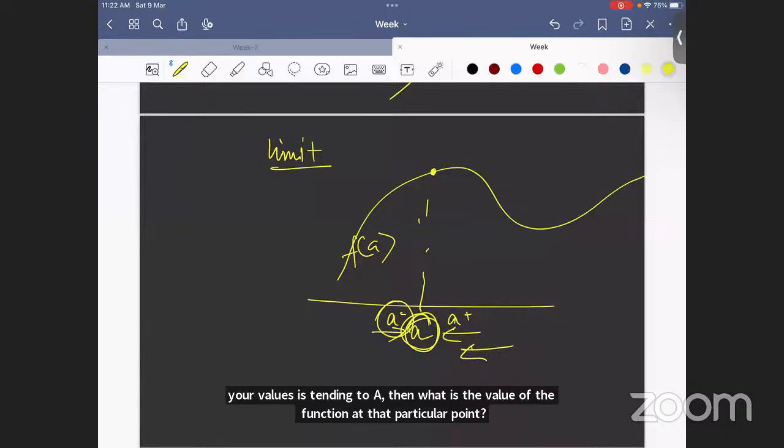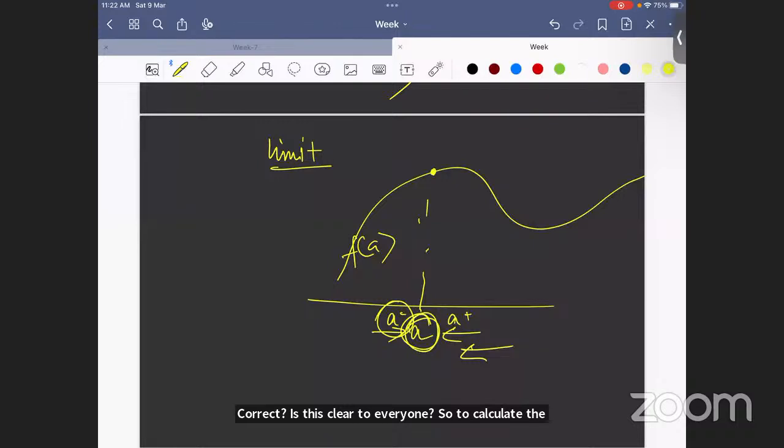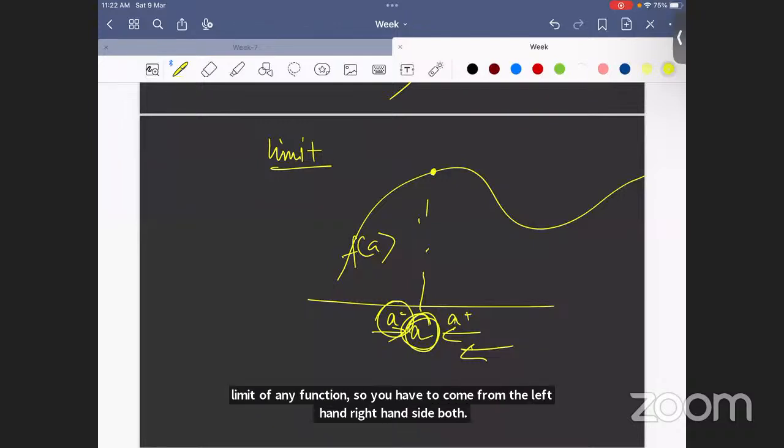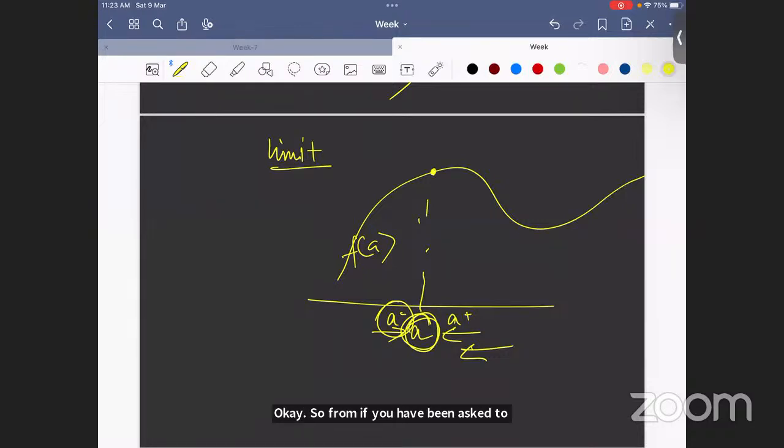So to calculate the limit of any function, you have to come from the left and right hand side both. If you have been asked to calculate the limit from A minus, that means you have to come from the left hand side, and then whenever A minus is tending to A, what is the function value? So basically you have to calculate f(A minus), correct. And whenever you are coming from the right hand side, A plus, you have to calculate the limit from the right hand side. Both can be the same. If both are the same, that means the limit exists.